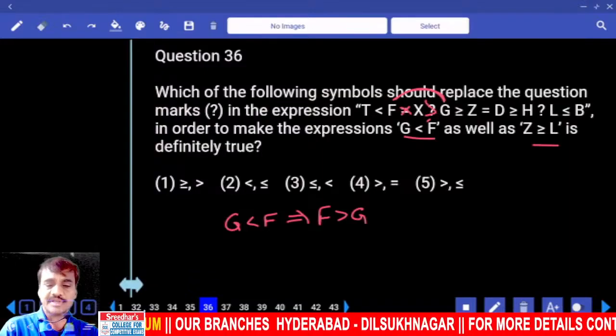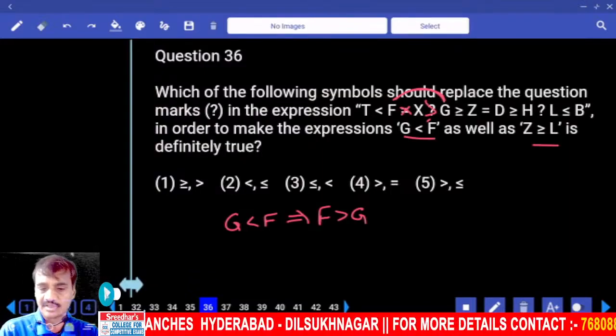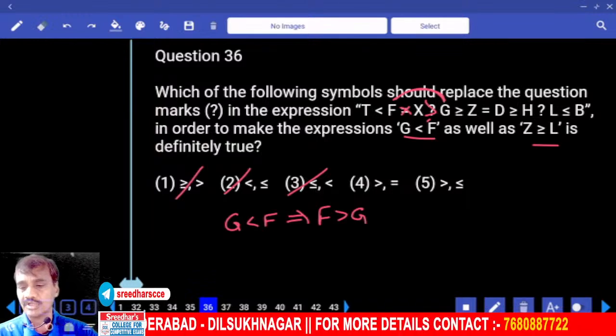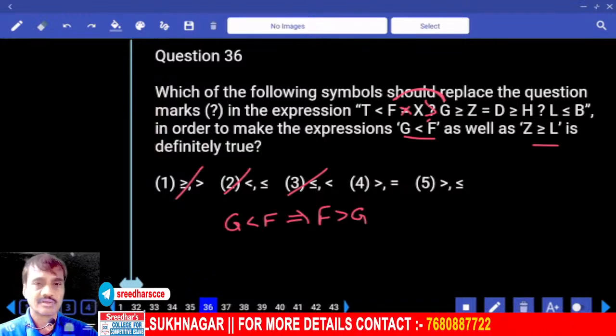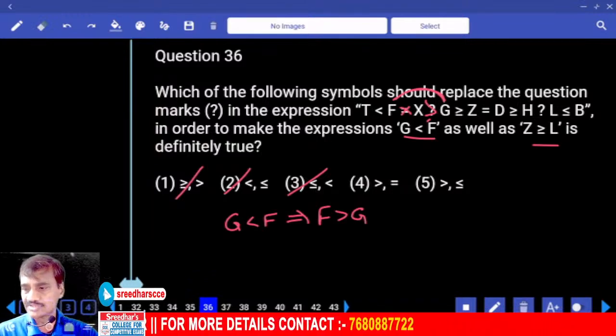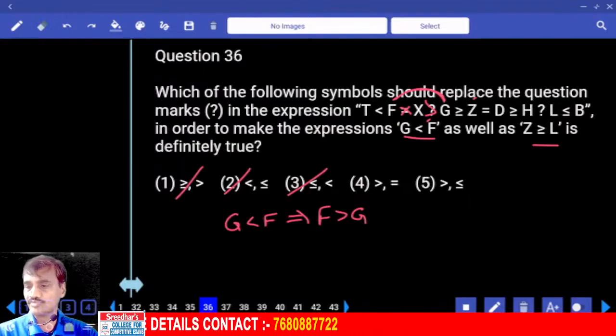Greater than. Hence, which symbol at the first place? Greater than. With greater than at the first place, these three were ruled out. Now we are left with 4 and 5. Clear? Then coming to the second, Z and L. We are moving from Z to L.